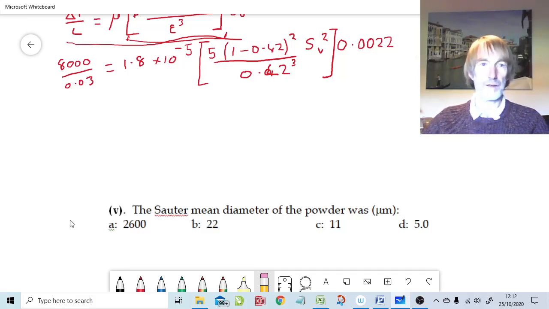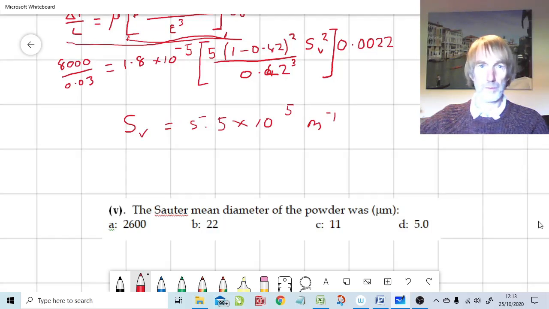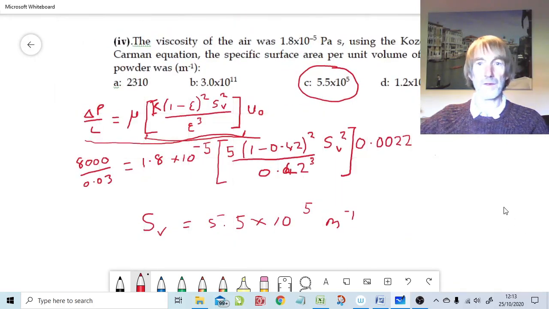So what we have therefore is a value for SV equal to 5.5 times 10 to the 5 meters to the minus 1. So that's meters squared per meter cubed, which, if I can just scroll back down again, is answer C. I've just circled that already. So that's our specific surface area per unit volume.